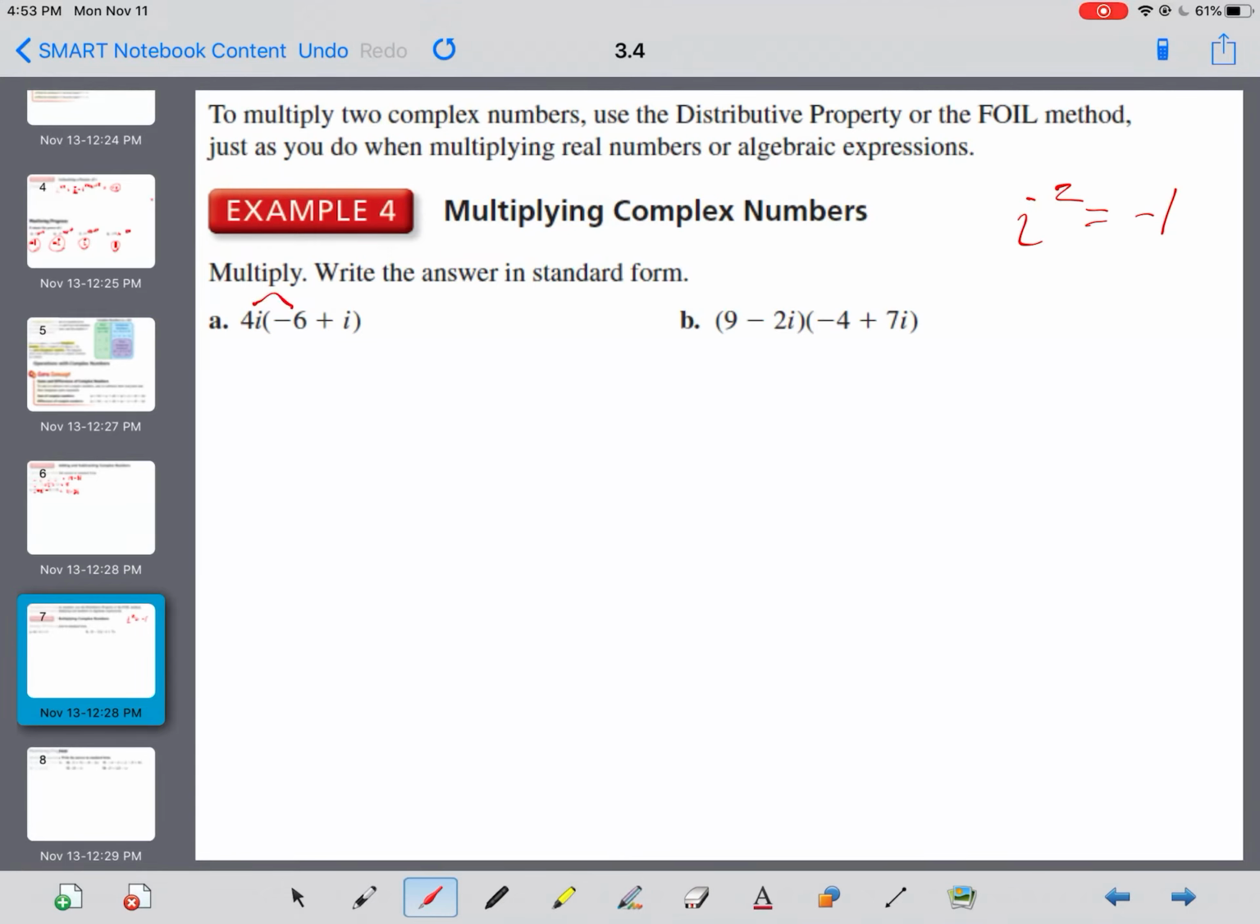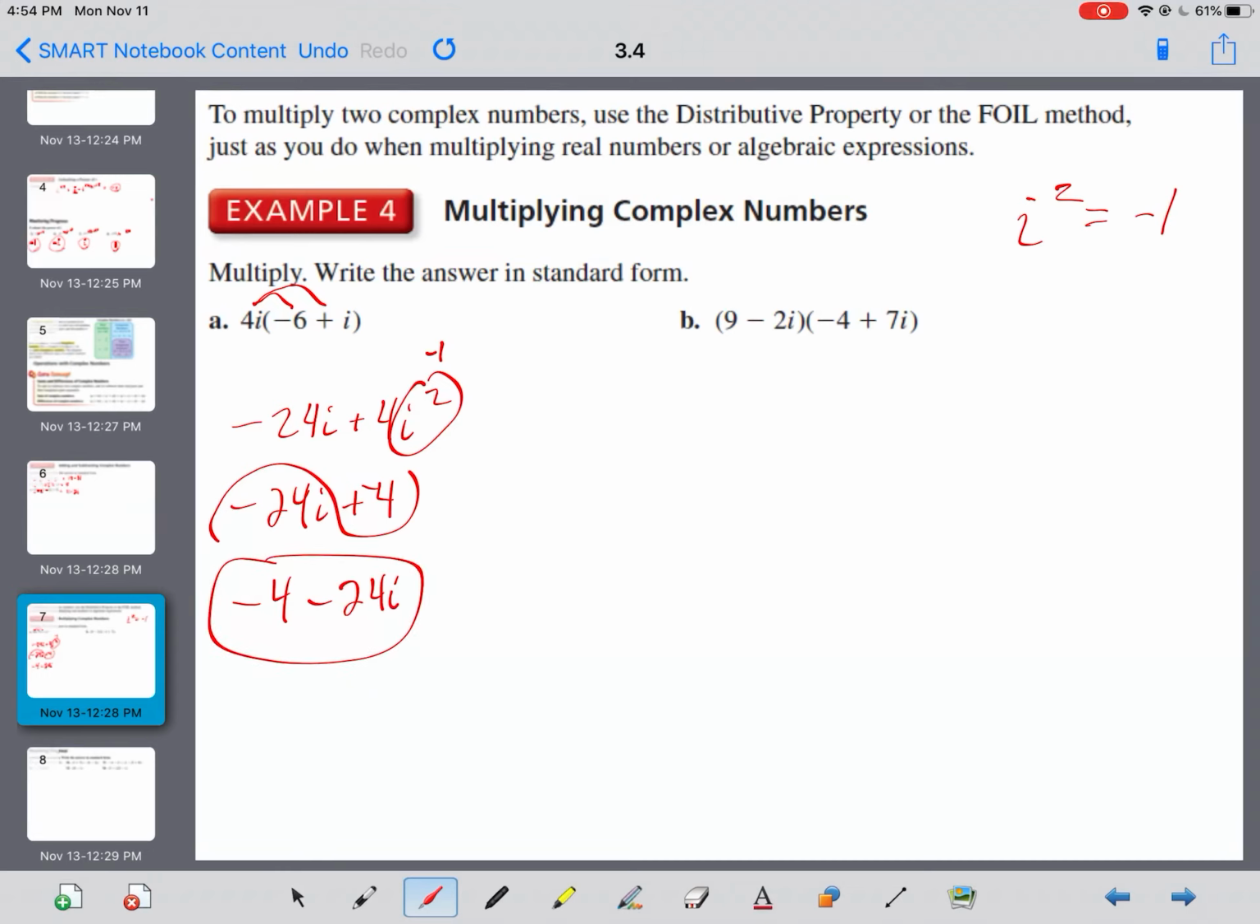Here I've just got something times a parentheses, so I'm just going to plain old distribute. 4i times negative 6: positive times negative is negative, 4 times 6 is 24, so negative 24i. Then 4i times i is 4i squared. That's a negative 1, so negative 24i minus 4. And I write it in standard form, plus negative: negative 4 minus 24i. Just rearrange the pieces, and that's in standard form.